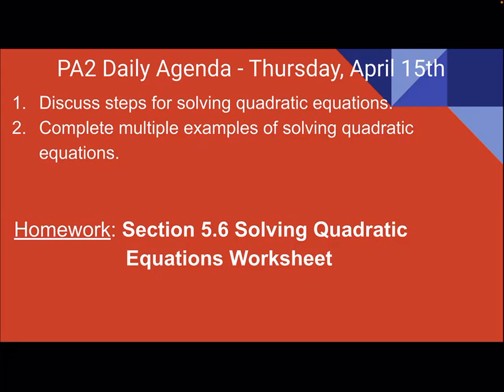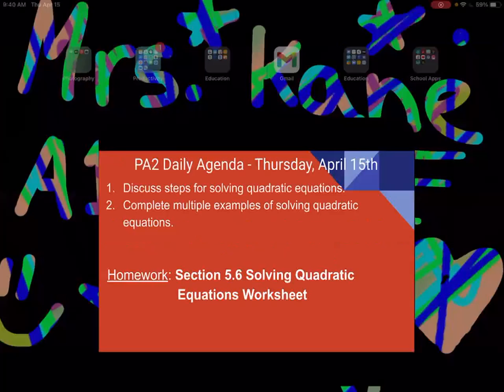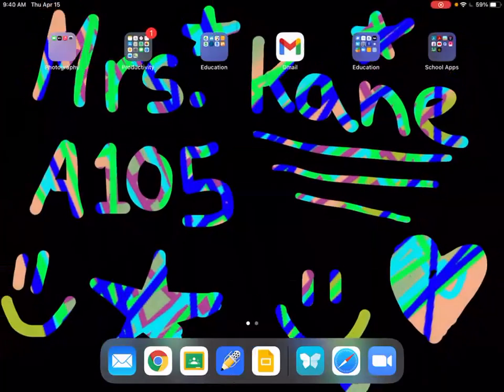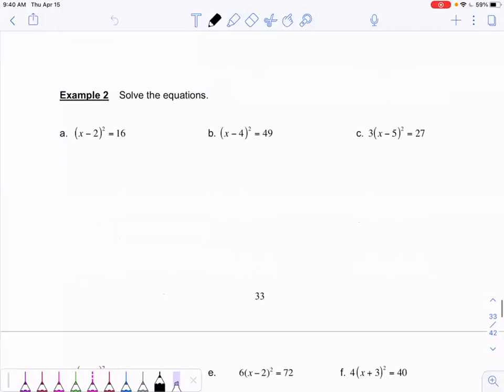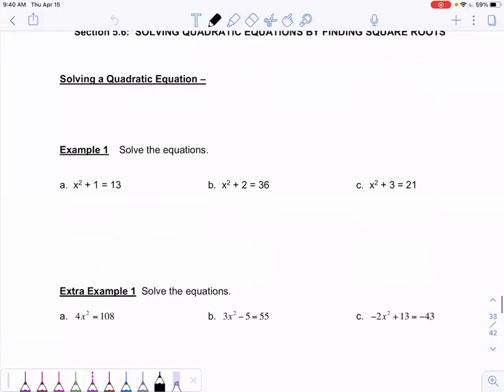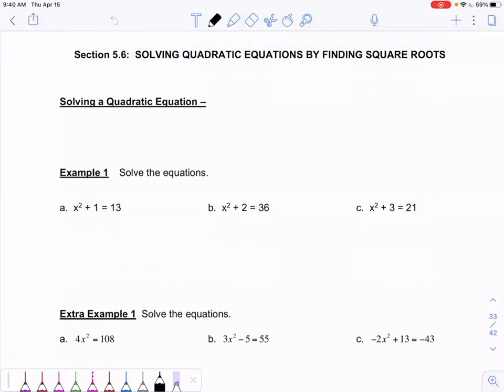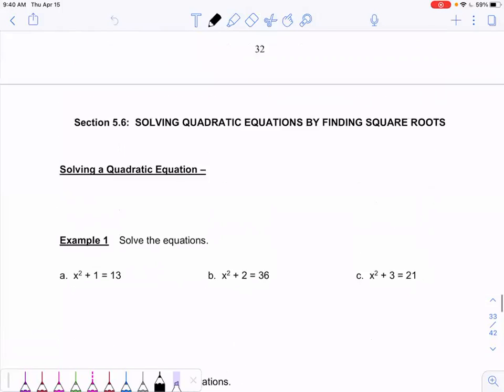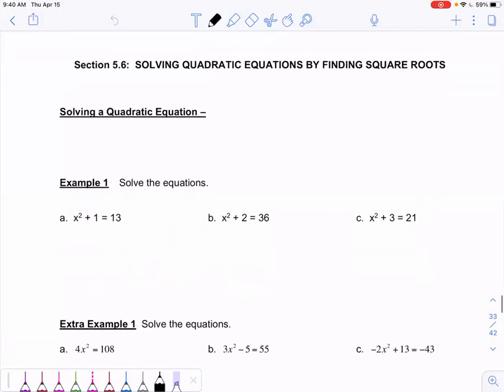So if you could please take out the notes, if you have that paper copy. So we're still on section 5.6, solving quadratic equations by finding square roots. If you have the digital copy, it is page 33. What is the paper copy? Page 49. So the paper copy is page 49.